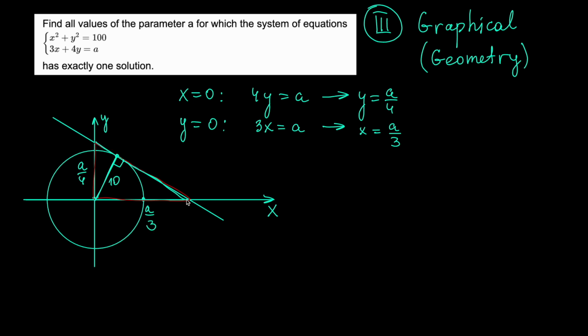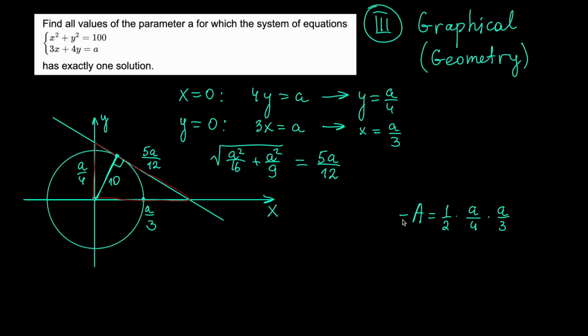Now we can find the hypotenuse of this triangle using Pythagorean theorem, which is equal to square root of a squared over 16 plus a squared over 9, which is 5a over 12. And now we can express the area of this triangle in two different ways. So the area is equal to 1/2 of the product of two legs of this triangle, and on the other hand it's equal to 1/2 of the product of the height and the hypotenuse. So it's 1/2 of 10 times 5a over 12. And if we solve this very simple equation, then we will have a equals 50.